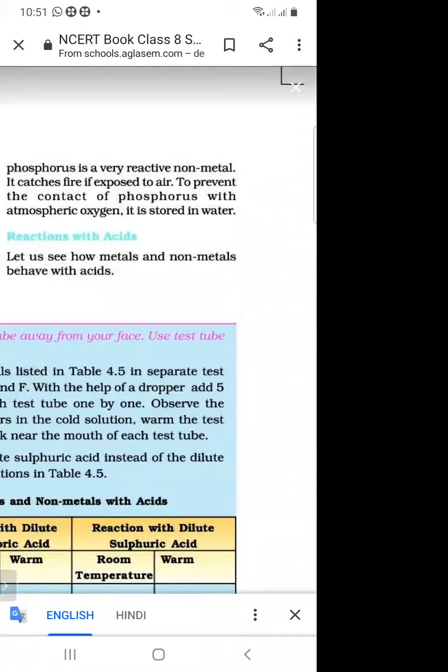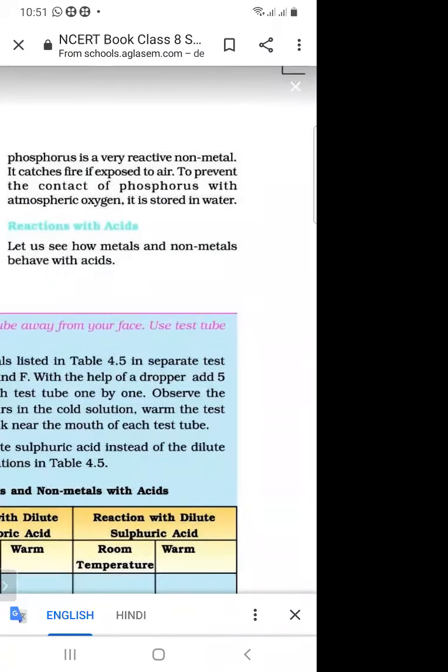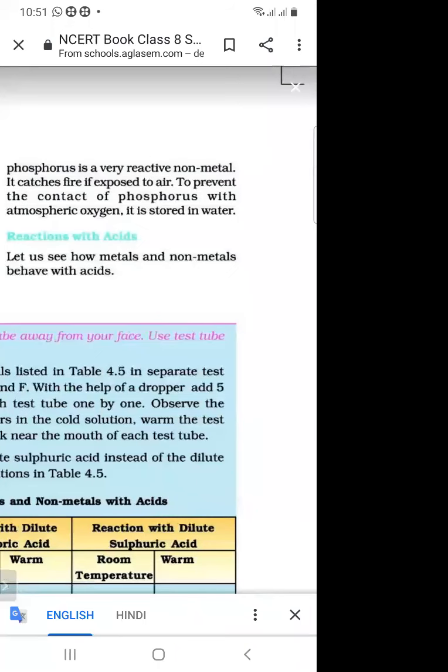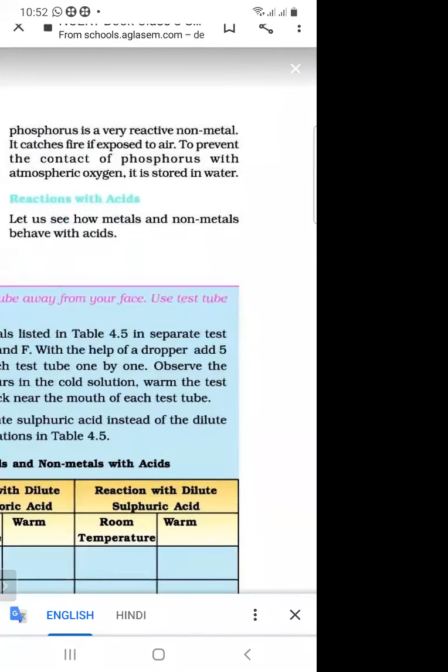And the next reaction is the reaction with acids. In the previous class, we studied the reaction of metals and non-metals with oxygen, and the reaction of metals and non-metals with water. The third reaction is the reaction with acids. This is a chemical property of metals and non-metals. So how do metals and non-metals behave with acids?